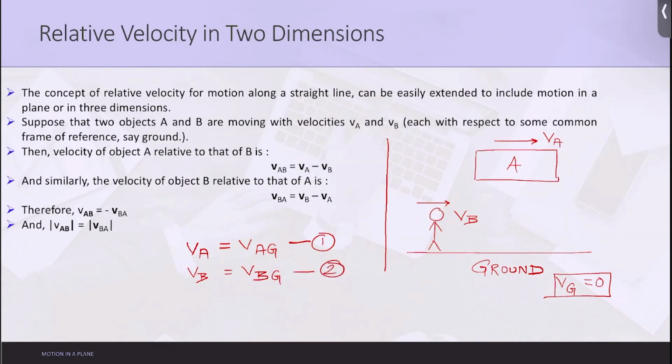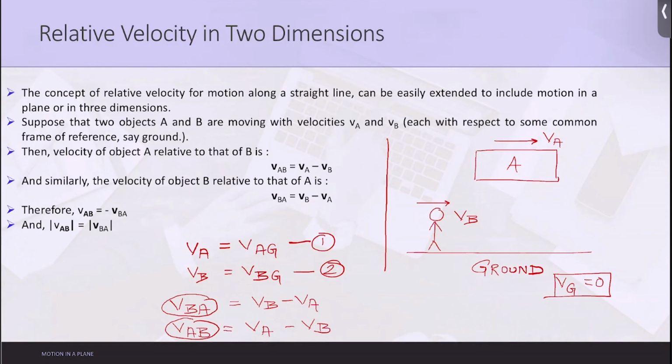And the third thing which we derived was velocity of B with respect to A is equal to velocity B minus velocity A. Also, velocity AB is nothing but equal to velocity A minus velocity B. So what is this? This is velocity of B with respect to A. What is this? This is velocity of A with respect to B. Okay, so that's how we understood the concept of relative velocity in a single dimension.